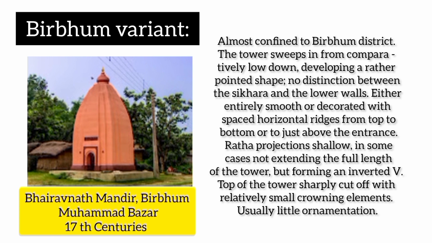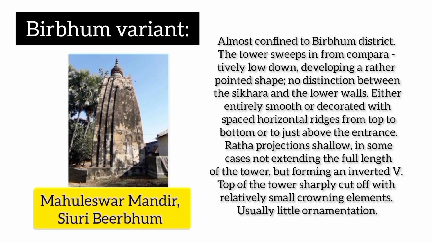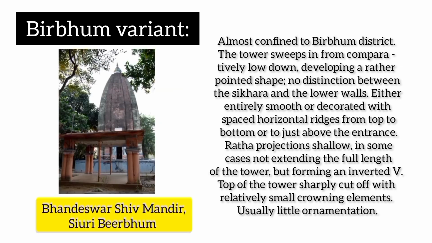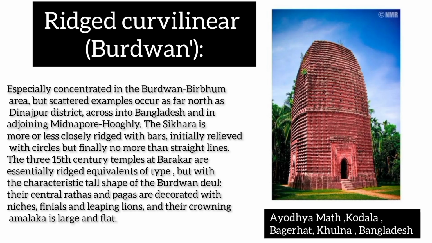Beerbhum variant, also confined to Beerbhum district. The tower sweeps up from comparatively low down, developing a rather pointed shape, with no distinction between the shikhar and the lower walls, entirely smooth and decorated with spaced horizontal ridges from top to bottom or just above the entrance. Ratha projections are shallow, in some cases not extending the full length of the tower but forming an inverted V. The top of the tower is sharply cut off with relatively small crowning elements.